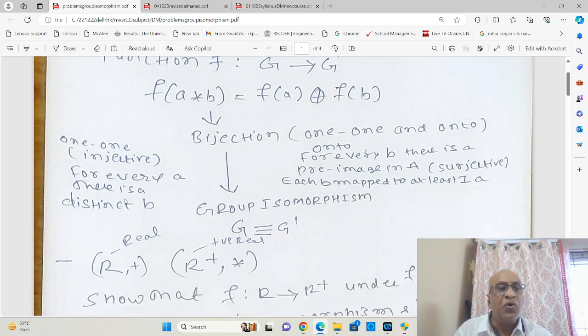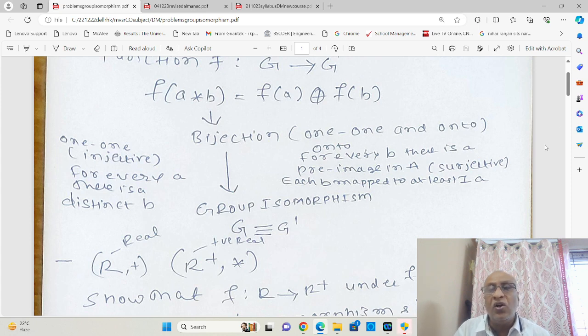What is the meaning of the one-to-one property? Let us say there is an element A. For that element A in one set, there is a distinct element B in the other set. So this is one-to-one. What is the meaning of onto? B is an element in set number 2, and B will be mapped from at least one A in set number 1. This is also rephrased as: for every B there is a pre-image in A. So this property is surjective, onto, and this property is injective, one-to-one.